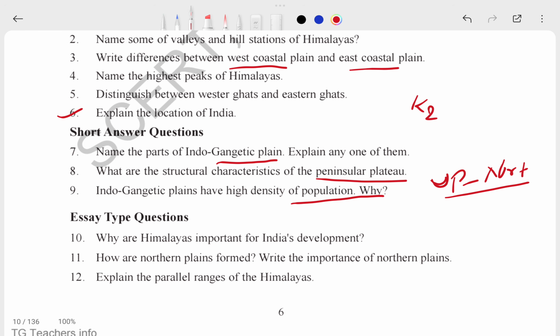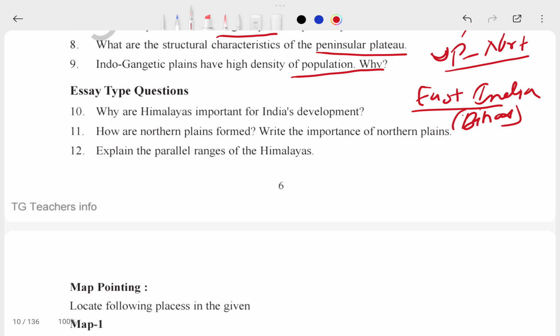If you see East India, a very populated state near the Ganga is Bihar. Bihar is a very populated state of East India. And if you talk about North India, UP is there, Rajasthan is there, and Madhya Pradesh is also there, MP. But in East India, the most populated state of the Gangetic Plains is Bihar. Okay, right. So now let's go to the next one.